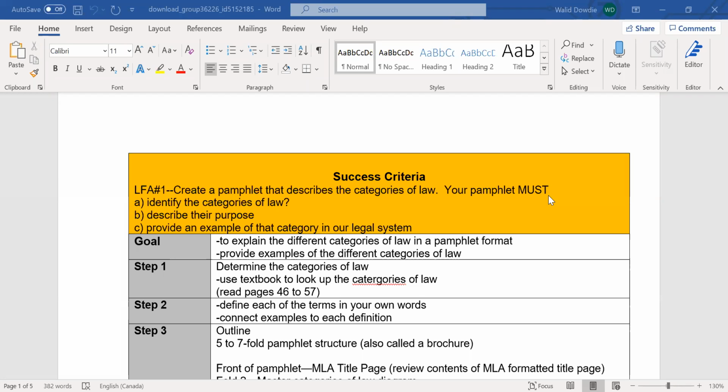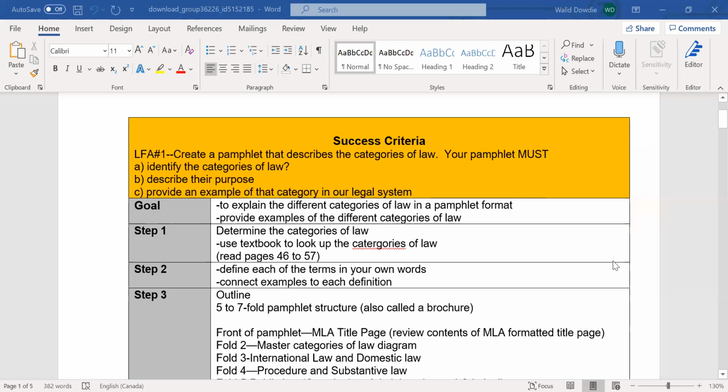So if you look at number one, it repeats the question again. The goal is what you need to do to complete the assignment, and the goal is to explain the different categories of law in a pamphlet format, to provide examples of different categories of law. While I've said pamphlet, if you find doing a pamphlet difficult and would rather do it as a PowerPoint or slides, that's fine too. I just need to see a visual representation and information on each of those categories. So step one is determine the categories of law.